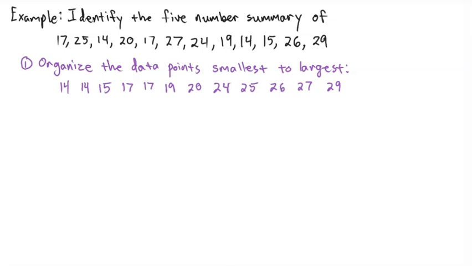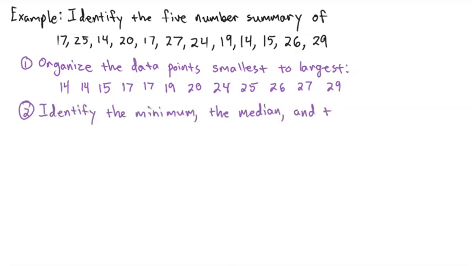So we've got 12 numbers, all organized from smallest to largest. Okay. All right, the next thing we're going to do, step 2, is identify the minimum, the median, and the maximum. All right, well, we'll write it up over here. The minimum is the lowest number. That's 14.